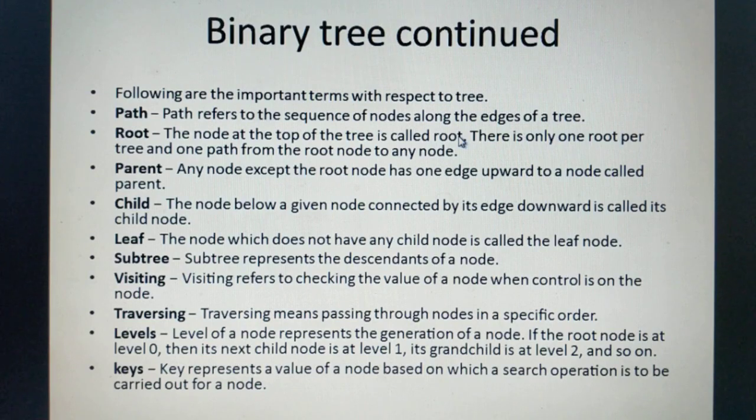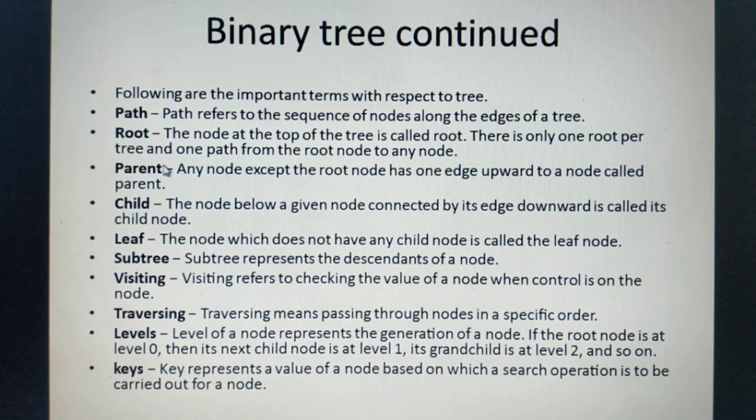So the first node or the main node of a tree is called the root node. There is only one root node. Remember, there is only one root per tree and one path from the root node to any node. There cannot be multiple root nodes, only one main node that can be called the root node.